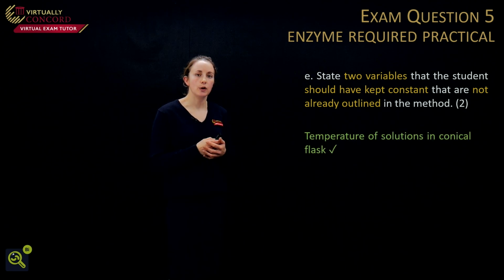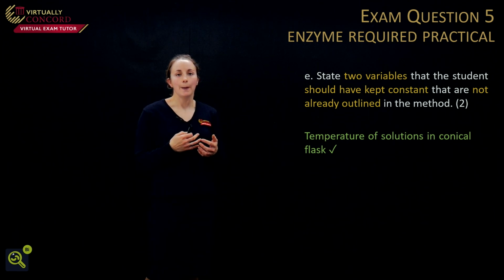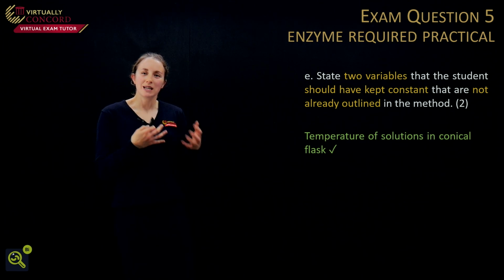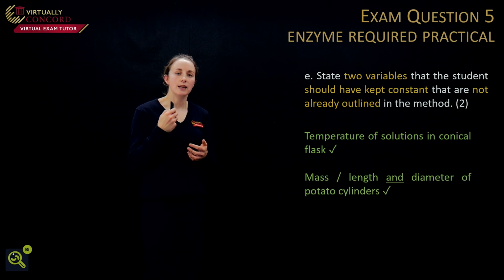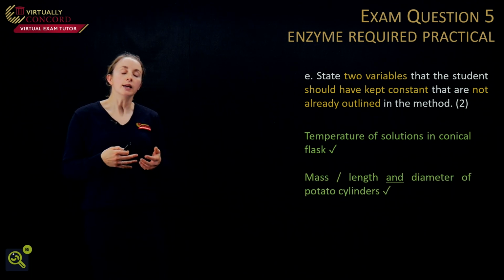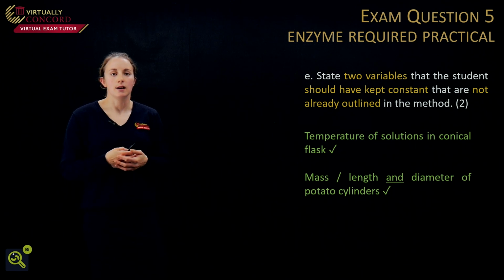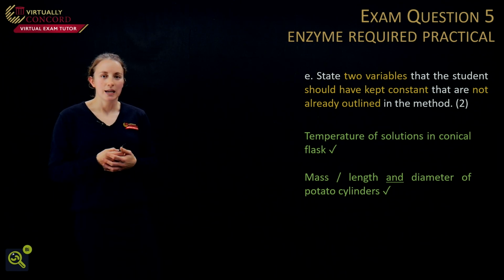So I've written here temperature of the solutions in the conical flask. I've explained that clearly because examiners can be quite picky about what exact temperature are you controlling. So do try and explain that fully. And then in terms of the actual enzyme, it's the potato that's acting as the enzyme in this case. But she's just said potato cylinders. She needs to give much more information about that.